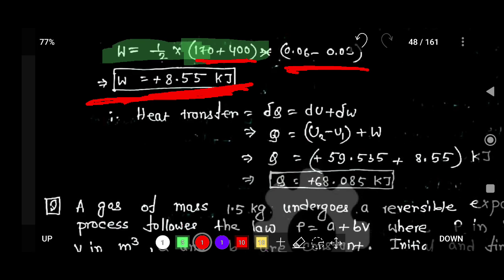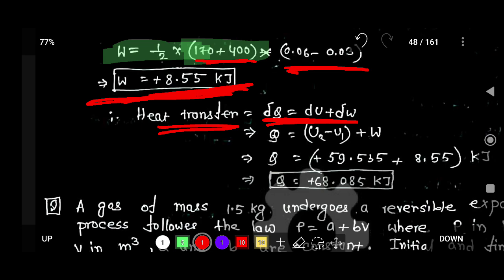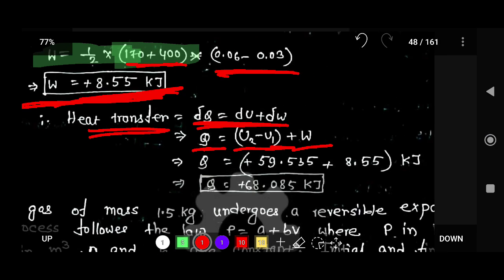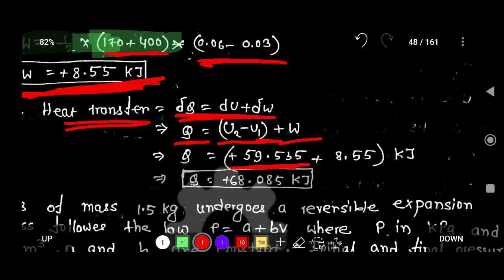And if you want to calculate the heat transfer, you know the first law formula, that is del Q equals dU plus del W. So del Q is equal to U2 minus U1 plus W. U2 minus U1 is already determined. So 59.535 plus W, that is 8.55 kilojoule. So from here you get this value, 68.085 kilojoule. So this will be your answer.